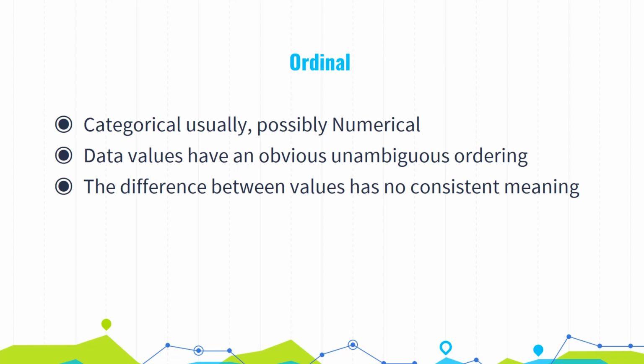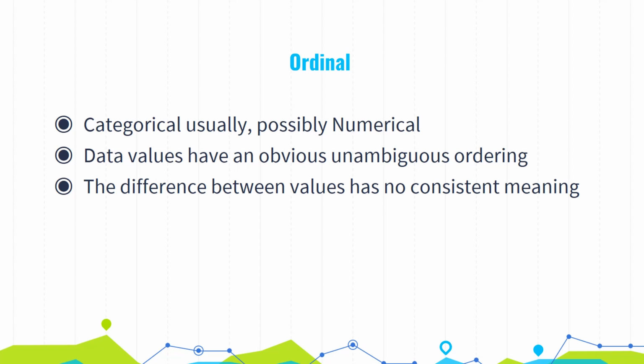Now, once we have a meaningful ordering, it becomes ordinal data. Ordinal data is possibly numerical, but it may not necessarily be numerical. So if there's an obvious and unambiguous ordering, such as small, medium, large, or low income, medium, high income, these are ordinal values because of the ordering. Now there is not a consistent difference between the values. So for example, the difference between a small and a medium might not be the same as the difference between a medium and a large.